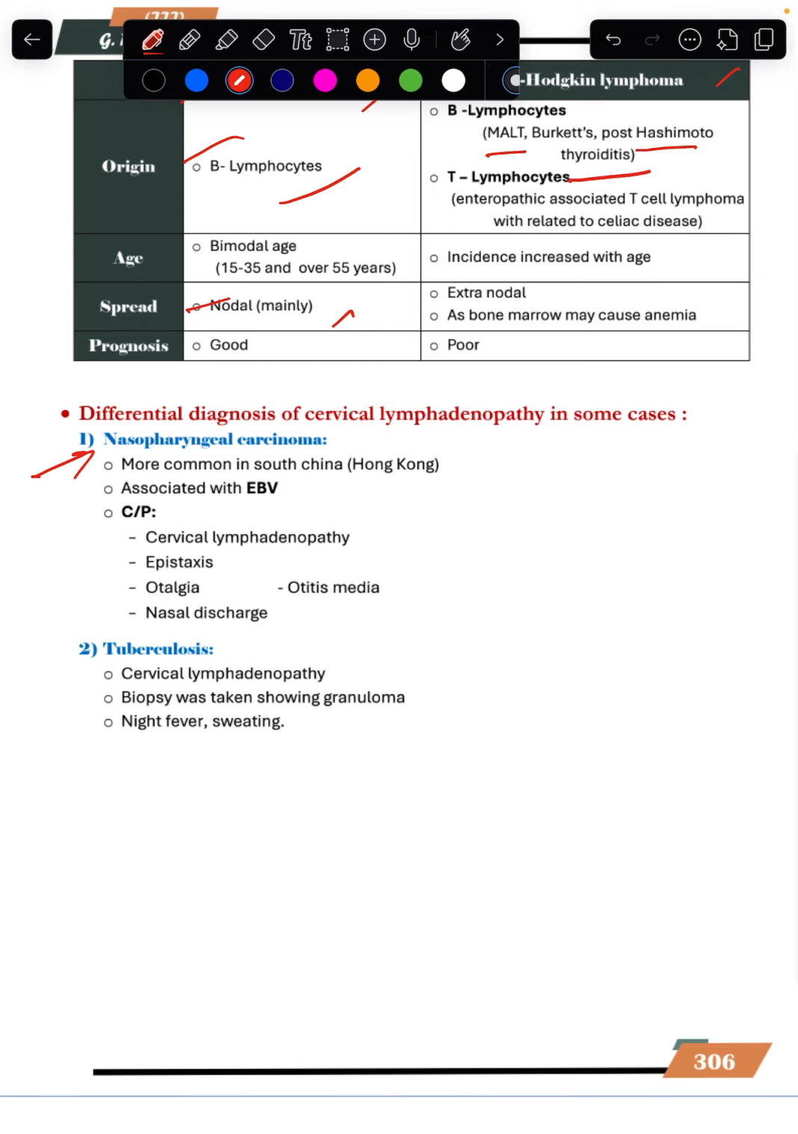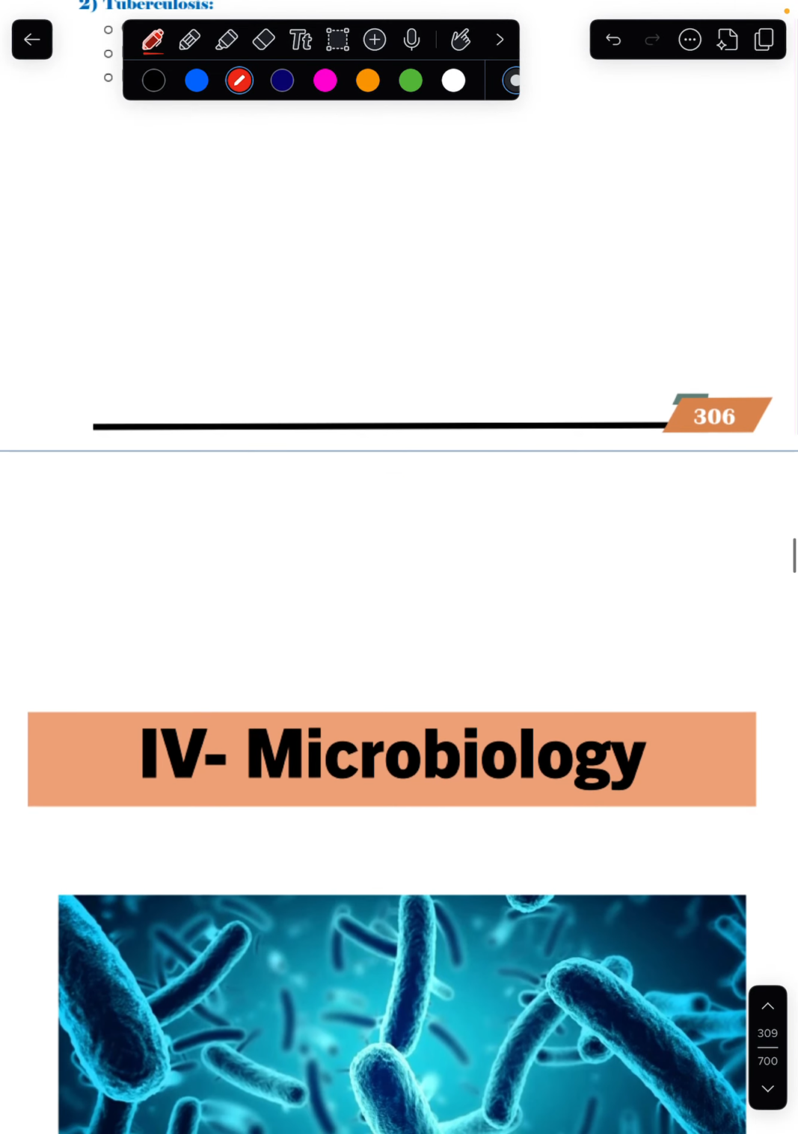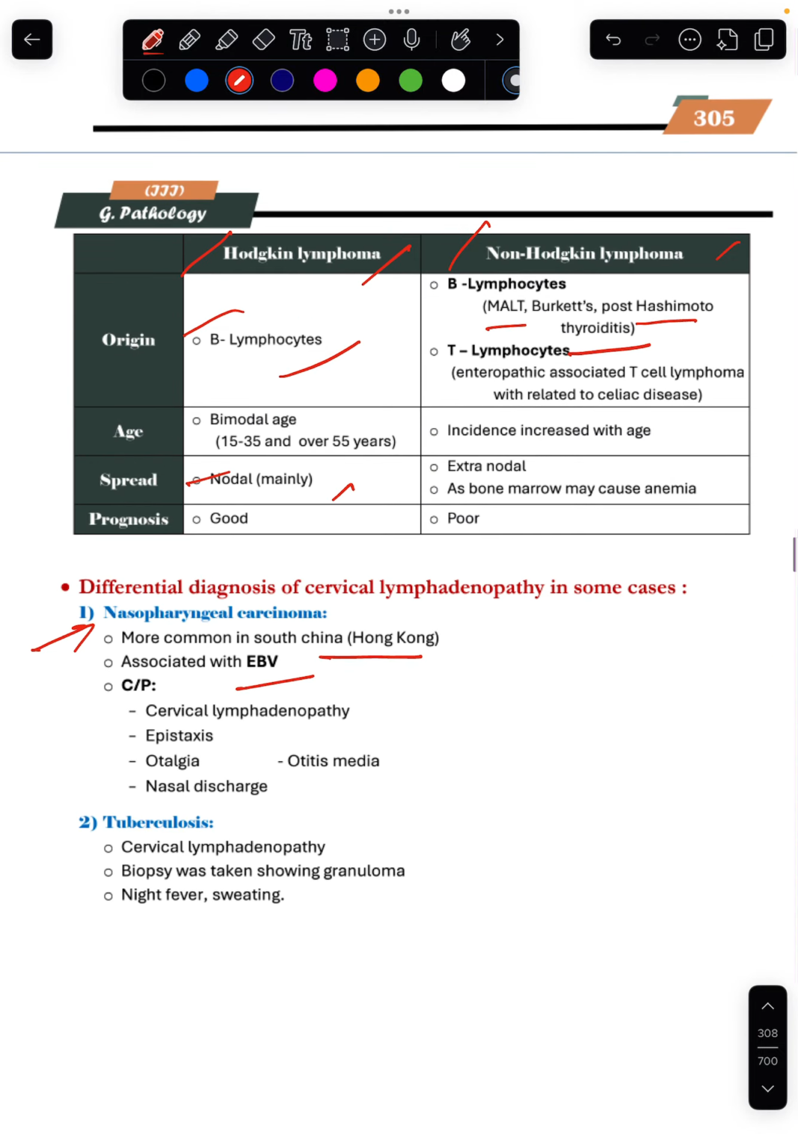Differential diagnosis of cervical lymphadenopathy in some cases: nasopharyngeal carcinoma, most commonly in China, Hong Kong. Epstein-Barr virus, cervical lymphadenopathy, nasal discharge, cervical biopsy taken for granuloma. So this was about the pathology.